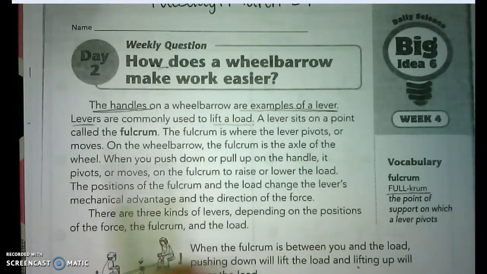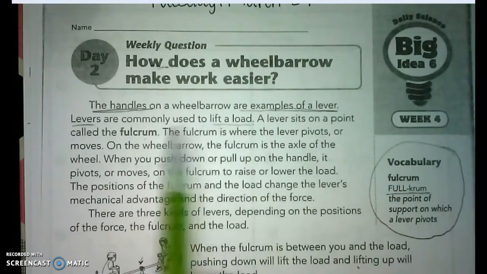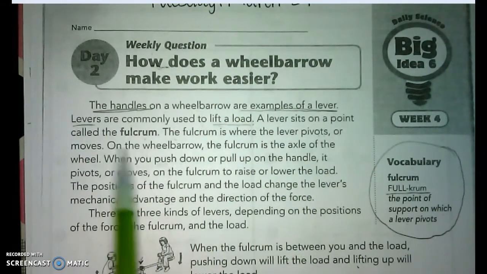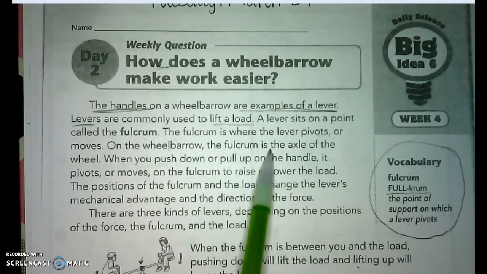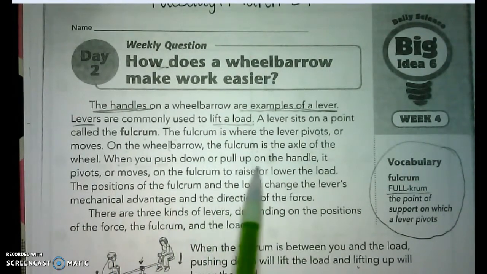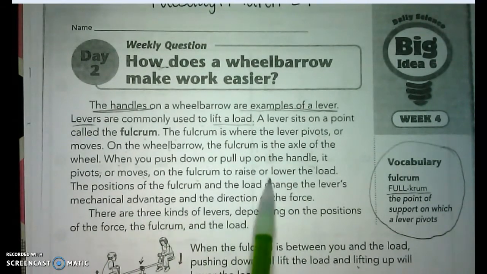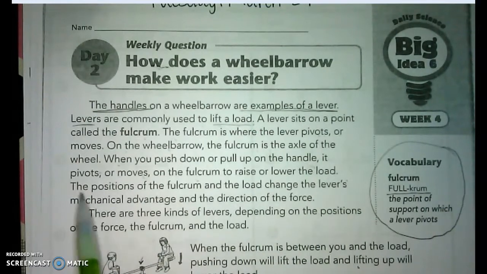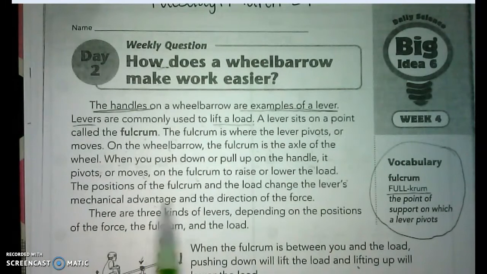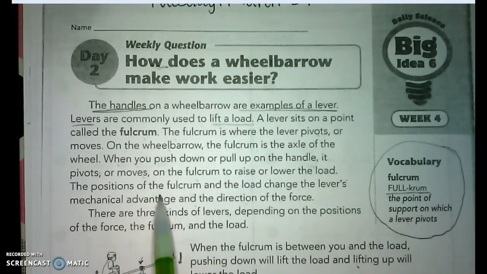A lever sits on a point called the fulcrum. We've already got that information here, so I can just circle it just to remind myself. The fulcrum is where the lever pivots or moves. On the wheelbarrow, the fulcrum is the axle and the wheel. When you push down or pull up on the handle, it pivots or moves on the fulcrum to raise or lower the load. The positions of the fulcrum and the load change the lever's mechanical advantage and the direction of the force.